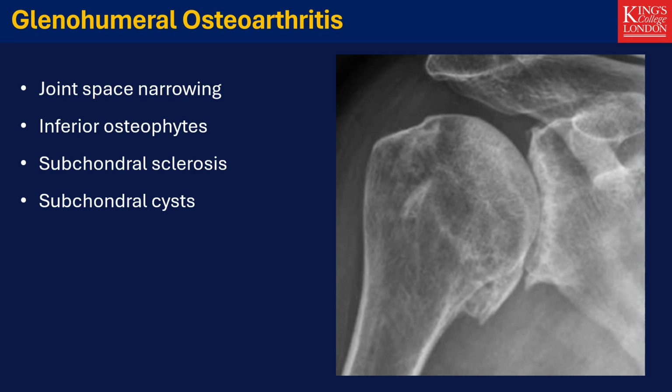Malrotation can falsely simulate asymmetric joint space loss. When available, compare with the contralateral side. Subtle asymmetry becomes much clearer with direct comparison.